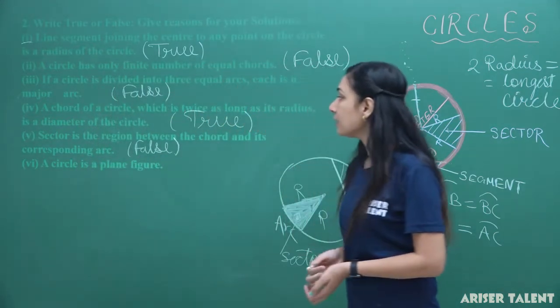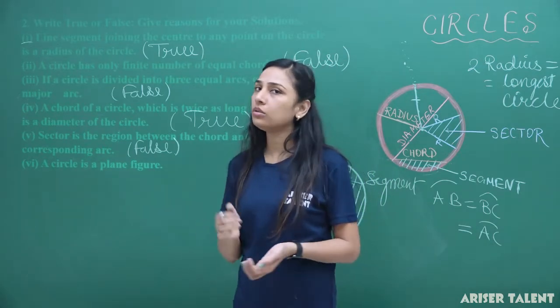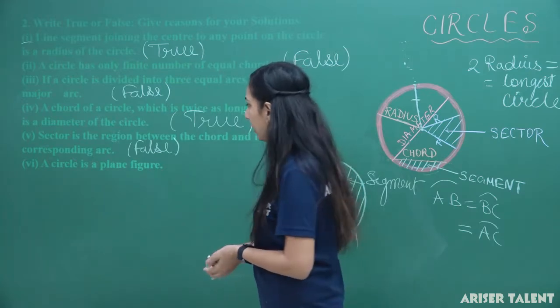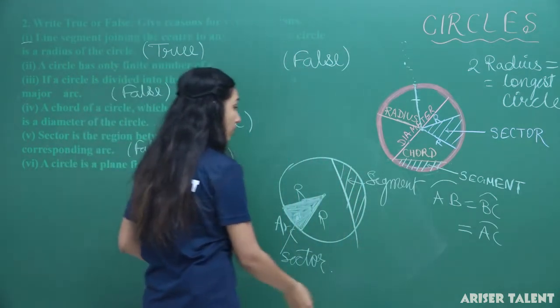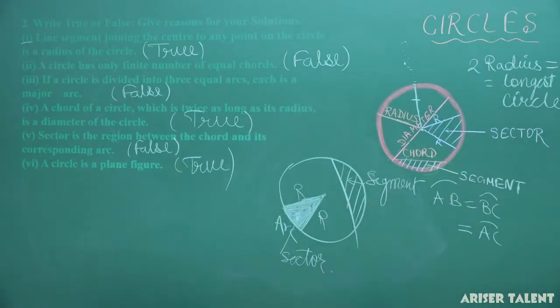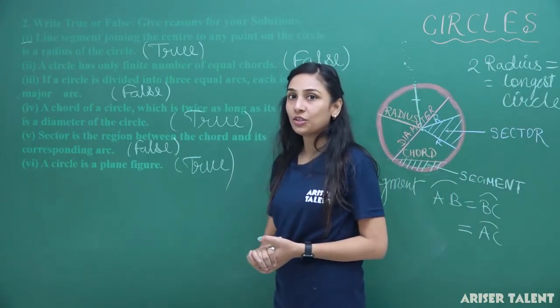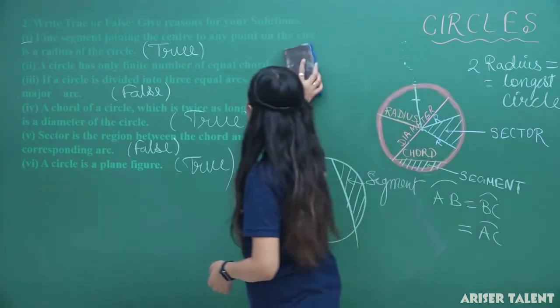A circle is a plane figure. From day one I am telling you this is a plane figure. So a circle is a plane figure. Yes, true. Note it, students. Understood this? Okay. Now we have to move towards a very new heading.